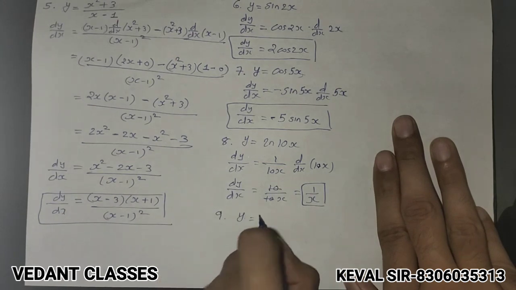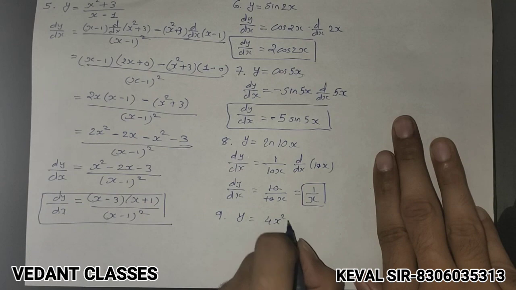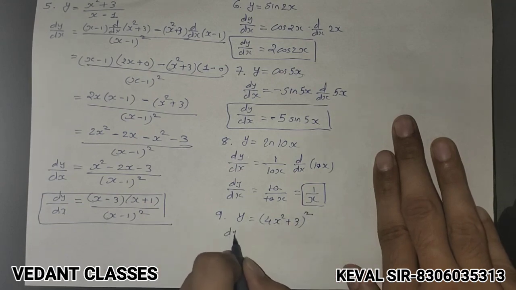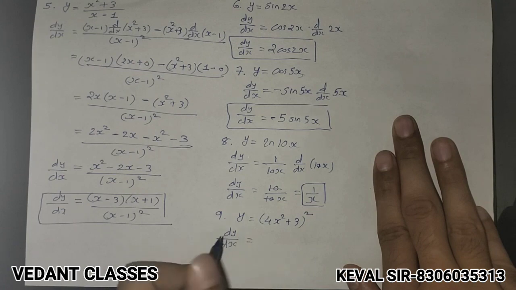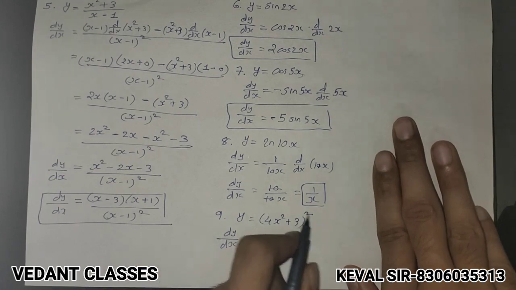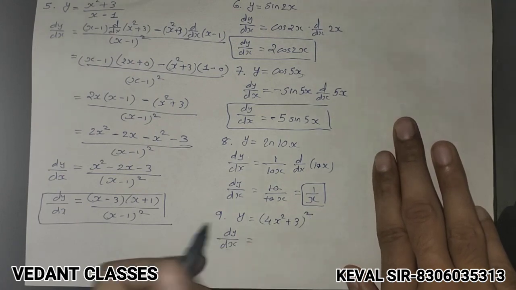Let's solve the next one. Let's say y is equal to 4x square plus 3 the whole square. So dy by dx. Okay, first of all you need to carry out the derivative of this power, and then this function you need to consider.